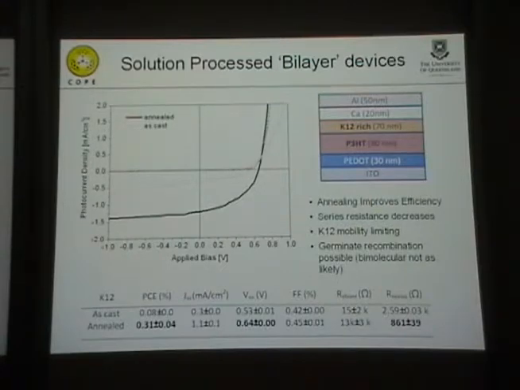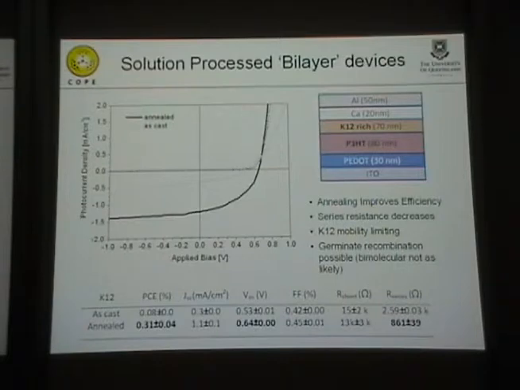And we also see that the annealing effect and the change in mobility also improves the bilayer device. So this suggests that, first of all, the efficiency goes from about 0.08, which is quite low, to 0.3, which is a bit better. And it follows the short circuit current, a bit of an increase in the open circuit voltage and a decrease in the series resistance. So we attribute this increase in performance to the charge transport in the K12 layer.